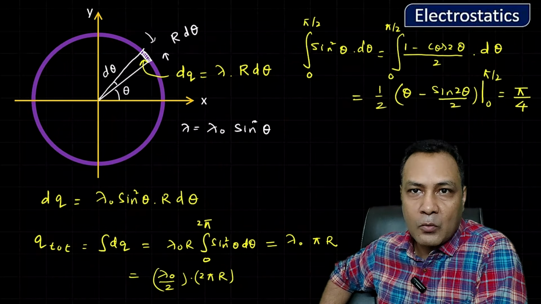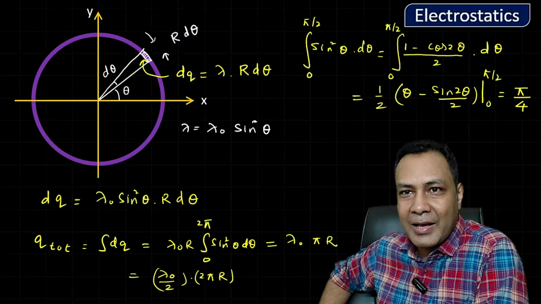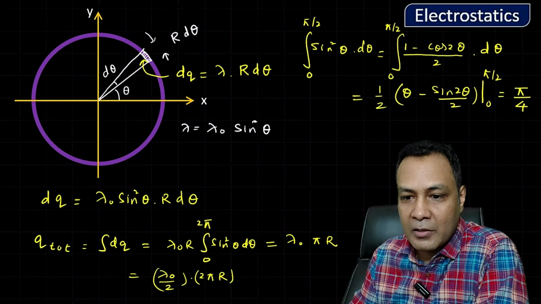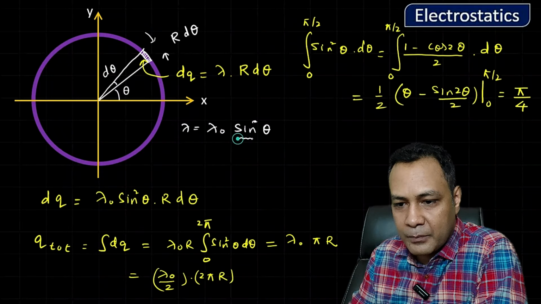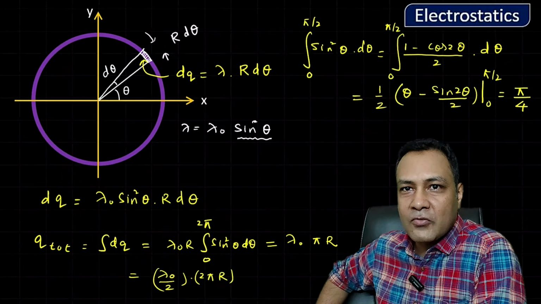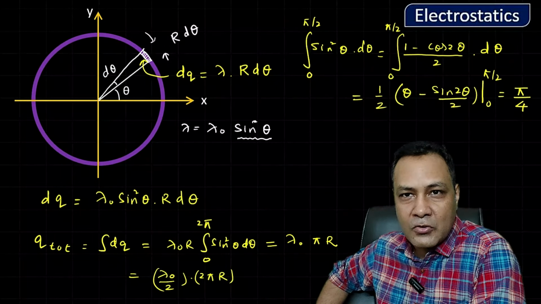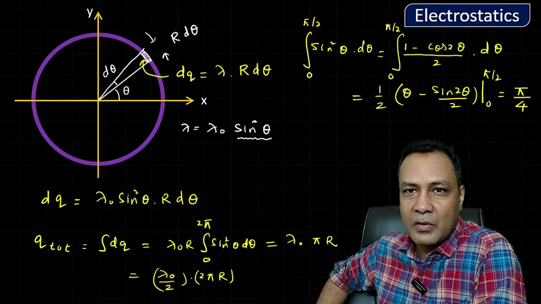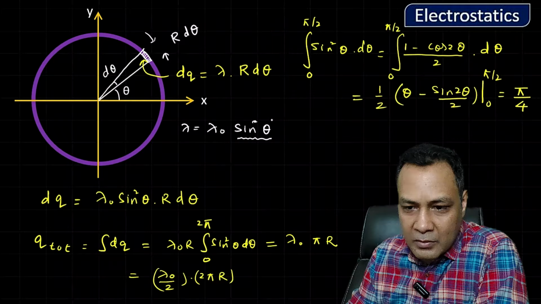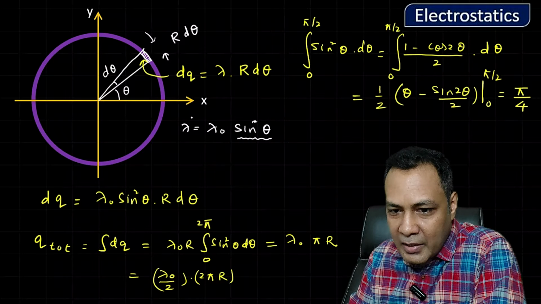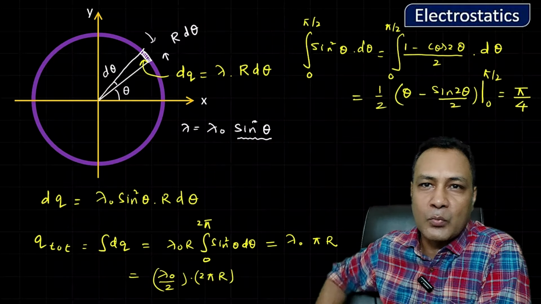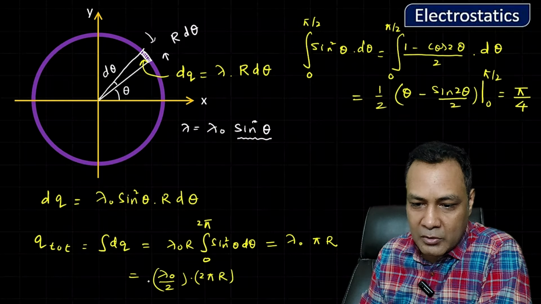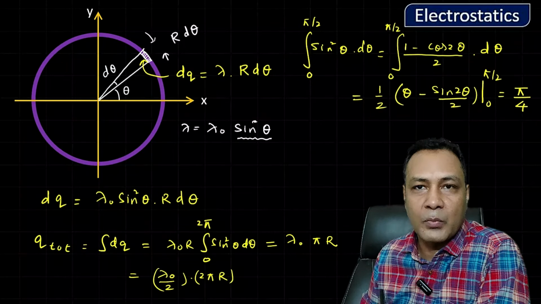So what does it mean? You can think like that now the average linear charge density has become lambda naught by 2, and that is because of this sine square theta. The average value of sine square theta from 0 to pi by 2, and in any multiple of 0 to pi by 2, is 1 by 2. So this sine square theta is making the average value of lambda to be a half, to be lambda naught by 2. So that's why the total charge is lambda naught by 2 into total length 2 pi r.